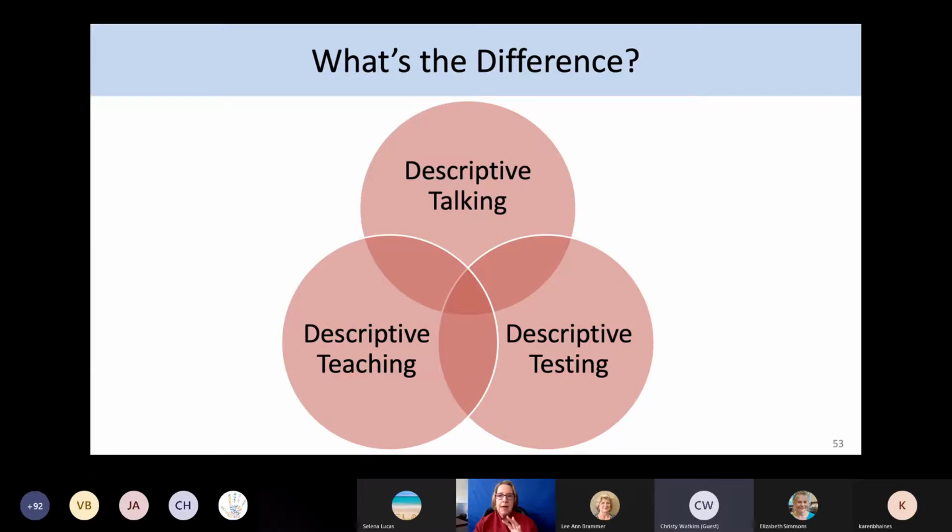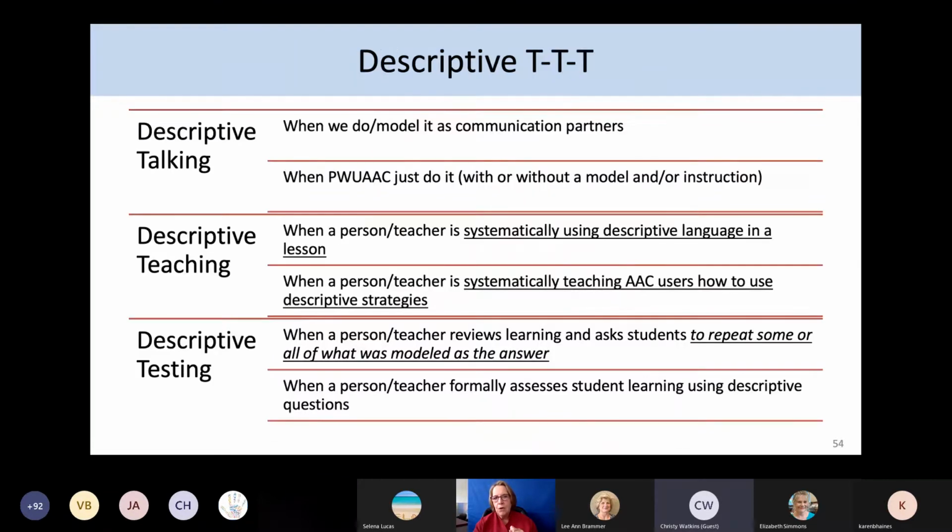Now, sometimes I switch between calling it descriptive talking. Sometimes you're going to hear me say descriptive teaching. Sometimes you're going to hear me say descriptive testing. They're interconnected things. They're not separate from each other, but I do want to differentiate what I mean between each of those things.